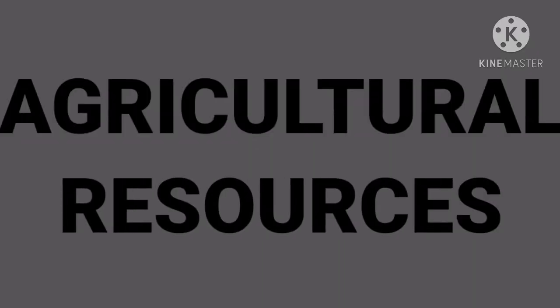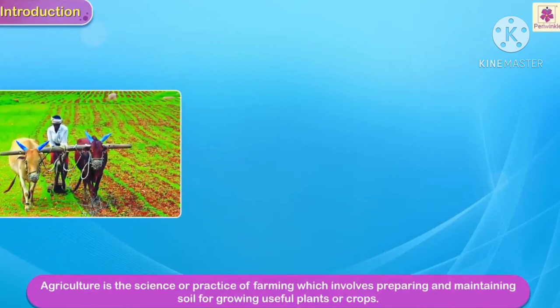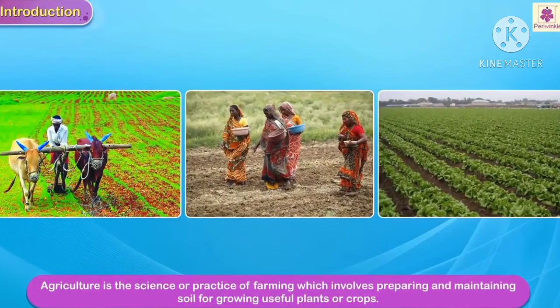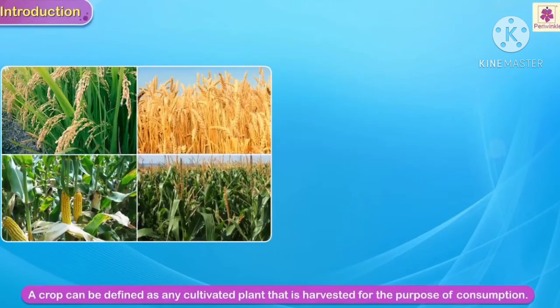We're going to look at agricultural resources. We finished taking a look at the mineral resources. So let's look at agricultural resources. These two make up what we call natural resources. Okay, agriculture is the science or practice of farming which involves preparing and maintaining soil for growing useful plants or crops. So we say it is the act of growing crops and rearing of animals.